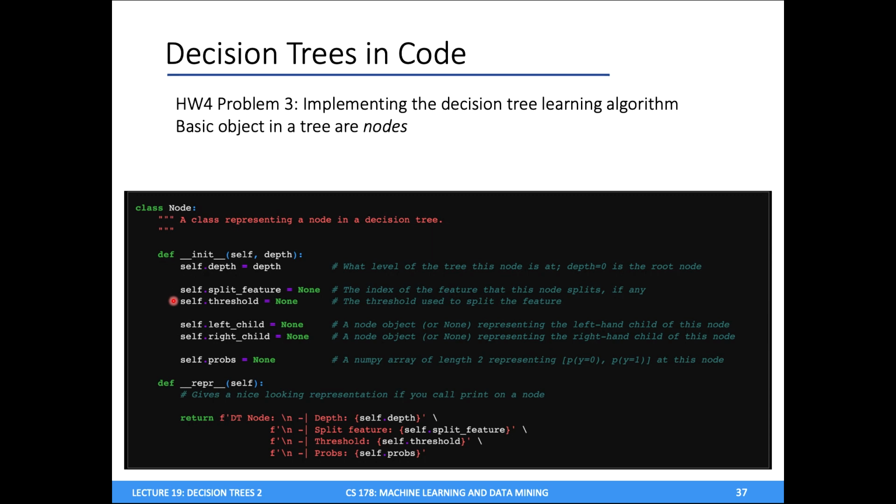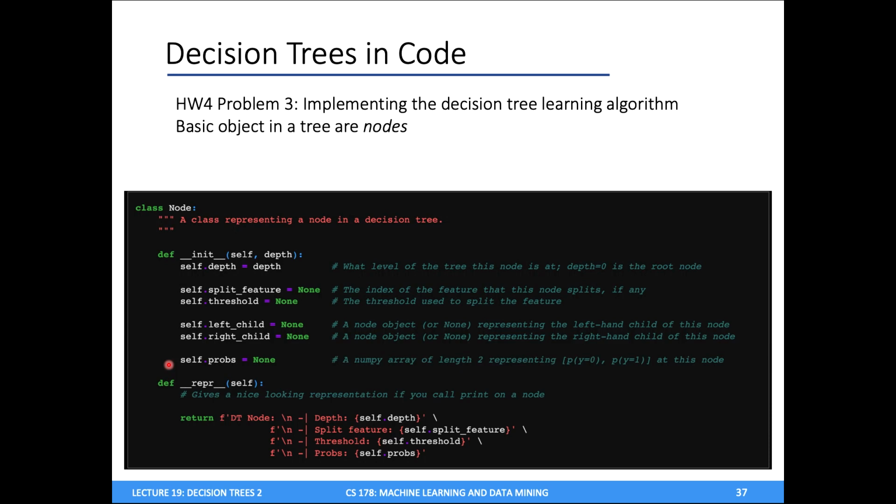Every node in my tree can potentially have children, right? So I might have more nodes coming after it if it's not a leaf node. And so left child and right child will also be node objects corresponding to just the next level in my tree. And then by probs, I mean a NumPy array representing the class probabilities at that particular node.